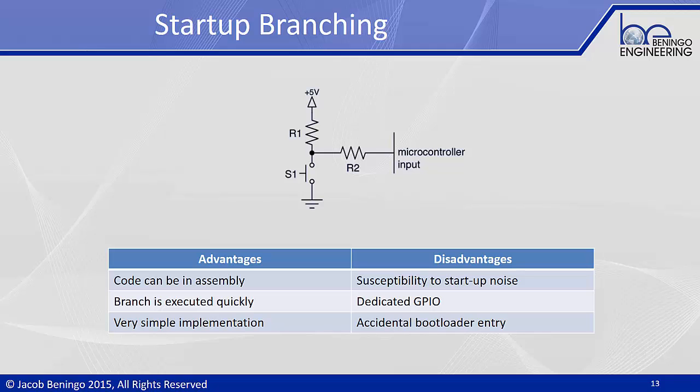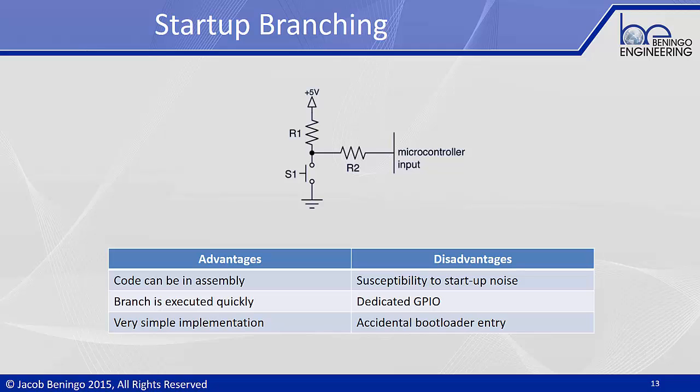Now, secondly, that branching code is very quick. We want it to be fast. So being able to do just a simple push button, that's perfect. All we've got to do is do a GPIO read and we can move on. And then finally, we have the fact that it's a very simple implementation. Push and hold the button and you're good to go.